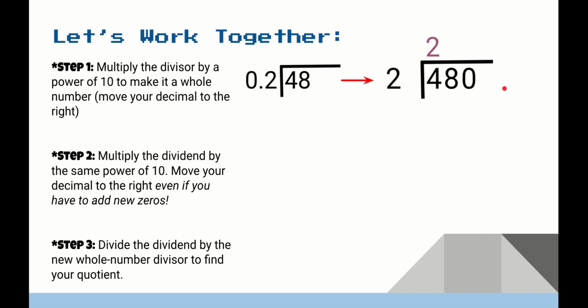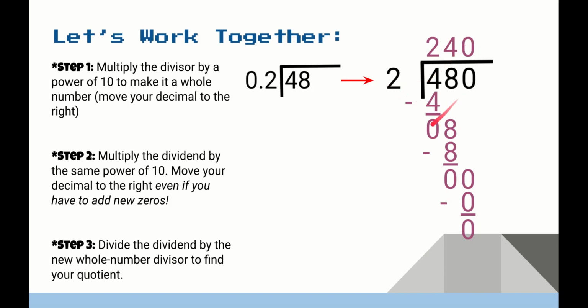This is just regular division. So 2 goes into 4 2 times. That gets us 4. We subtract. We have nothing left over. We bring down our 8. 2 goes into 8 4 times. We get 8. We subtract. We get nothing left over. And then bring down our 0. 2 goes into 0 0 times. 0 times 0 is 0. Get nothing left over. What this is actually showing us is 48 divided by 2/10 is 240.